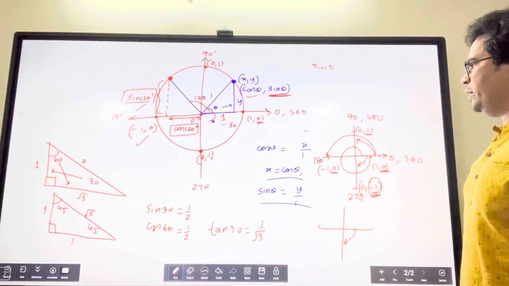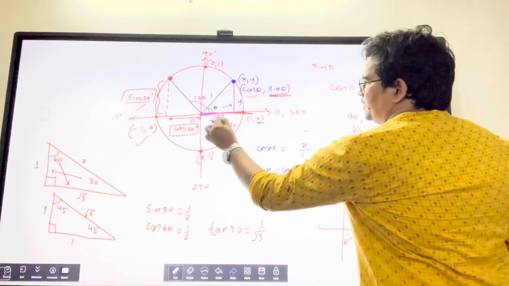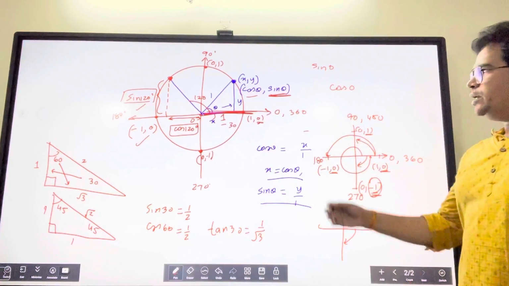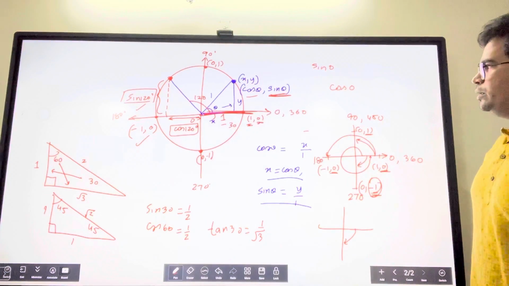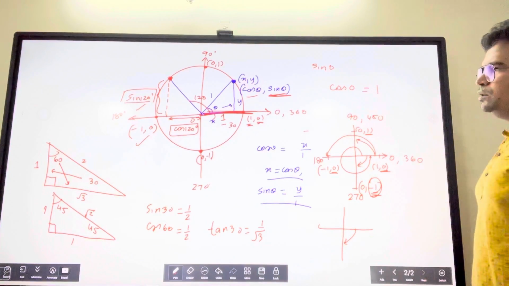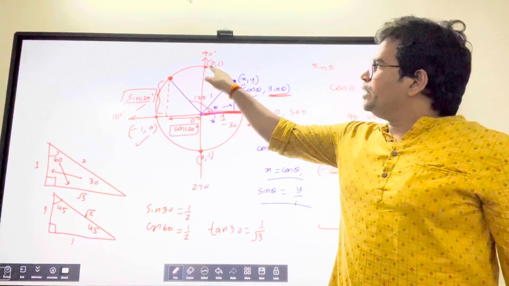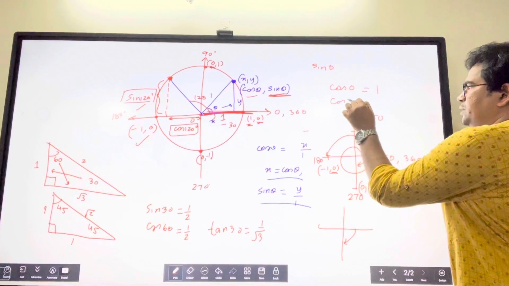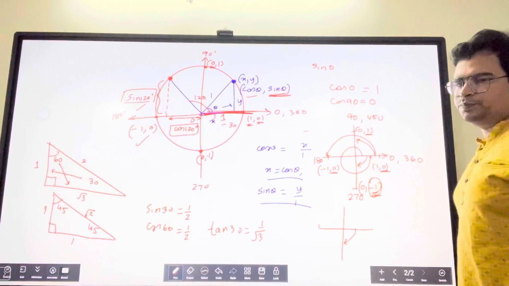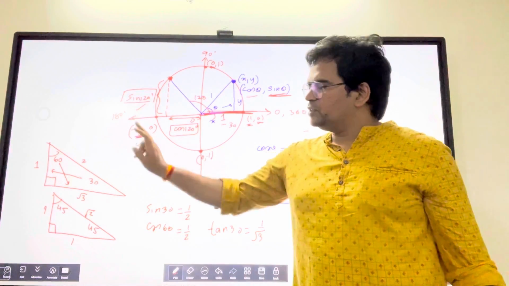So if I wanted to find, let's say, cos 0: the angle is along the x-axis here, so this answer is going to be 1. Cos 0 is straight away 1. Now cos 90 is basically 0. Cos 180, now it is here, so that's your negative 1.